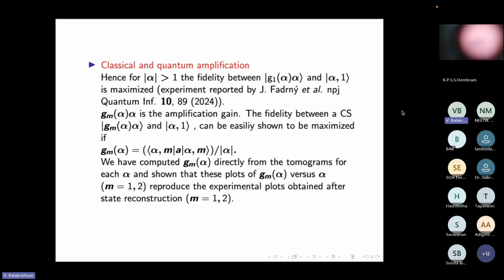What do I mean by experimental plots? The fidelity plots. And how do I compute the fidelity plots? When the fidelity between two states increases and gets close to 1, the Wasserstein distance, the Kullback-Leibler divergence, and Bhattacharyya distance must decrease.